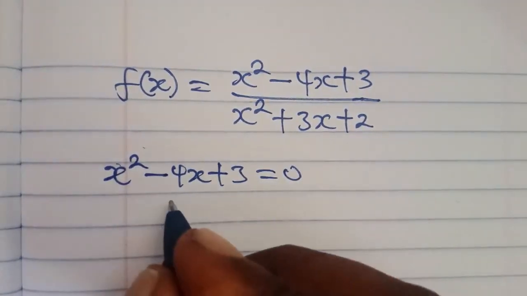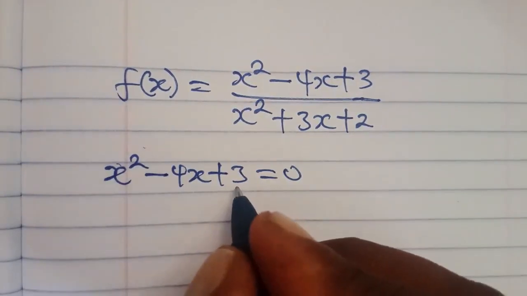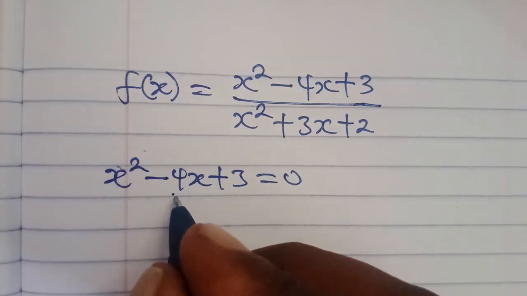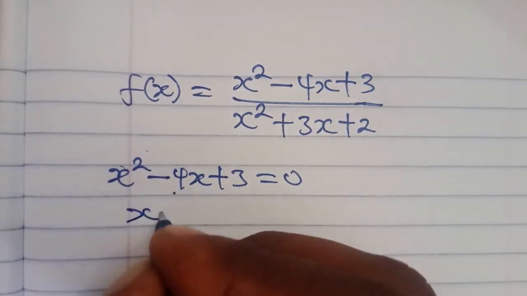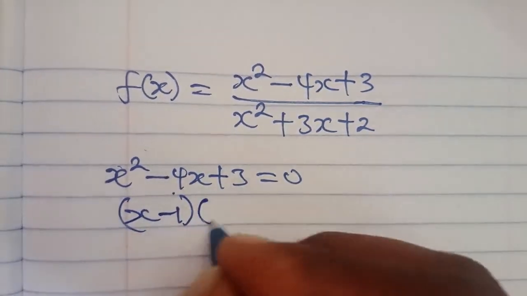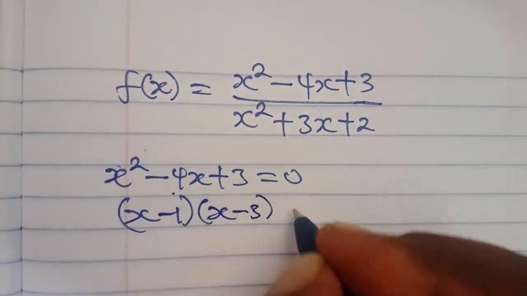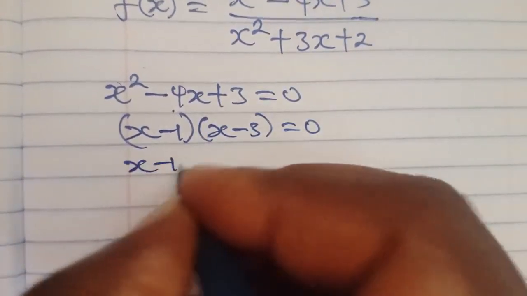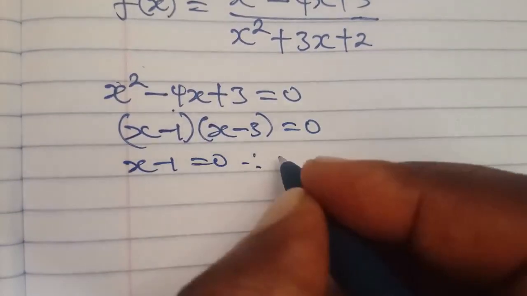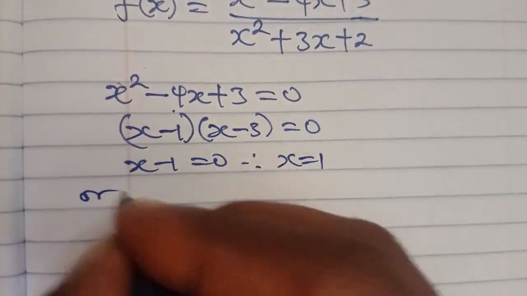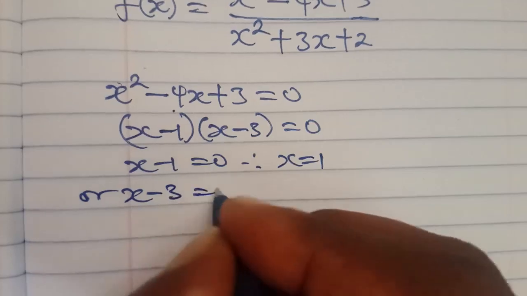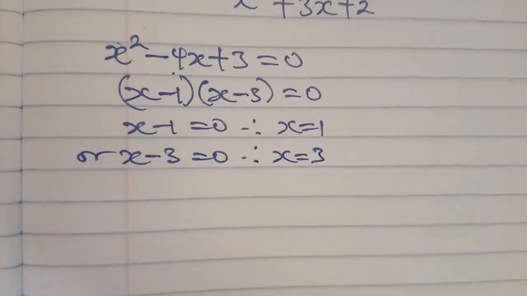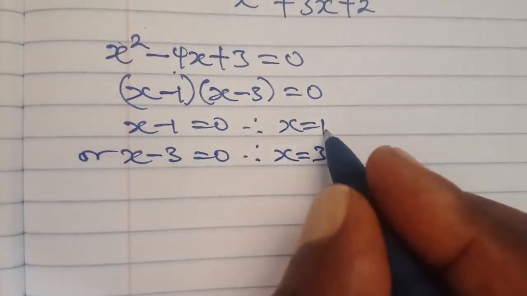The two numbers multiply to give 3, they add up to give negative 4, and those two numbers are negative 1 and negative 3. So we'll say (x minus 1)(x minus 3) equals 0. So we can say that x minus 1 equals 0, therefore x is 1, or x minus 3 equals 0, therefore x is 3. So we have two numbers also here, 1 and 3.